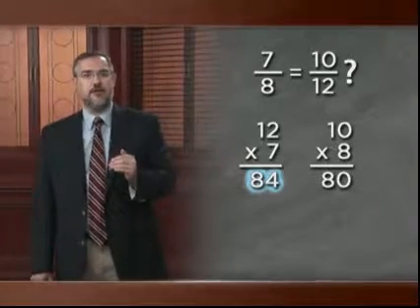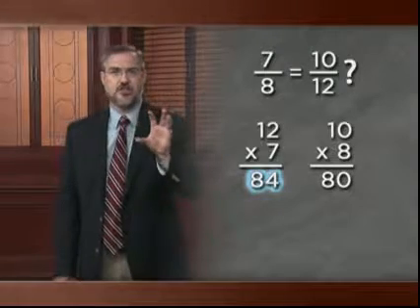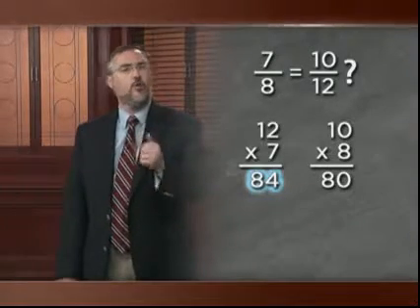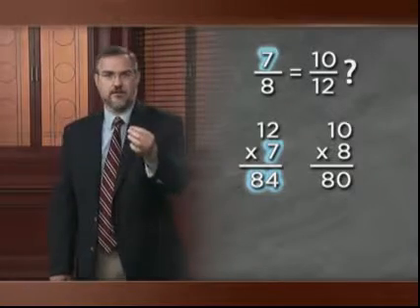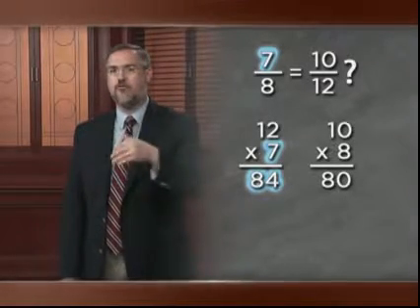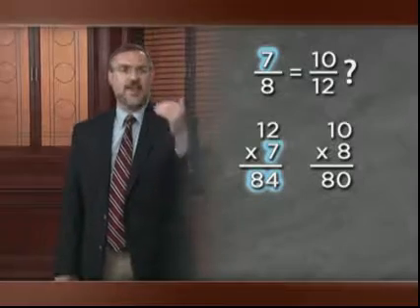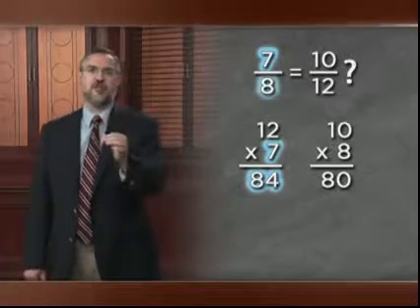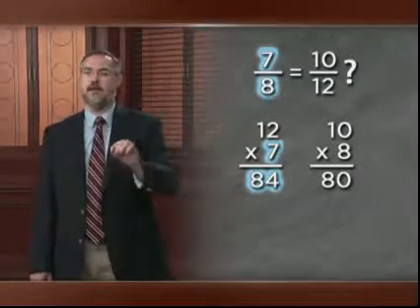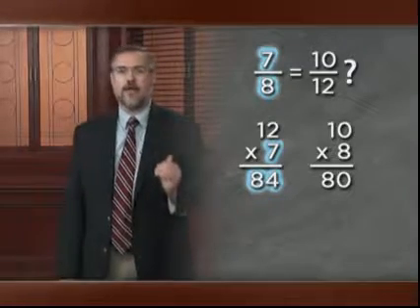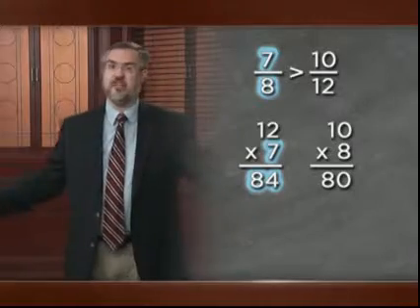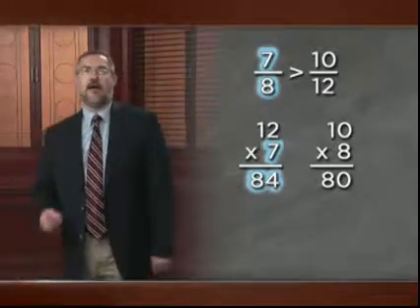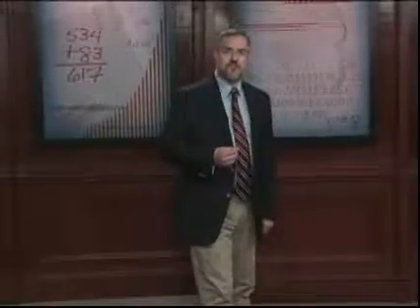And so that means I need to look at the 84, which is the 7 times the 12. Which one has the numerator there? Well, it's the 7. That's the part of 7 times 12 which includes a numerator. And that means that the fraction with 7 as a numerator is larger. And therefore, 7 over 8 is actually larger than 10 over 12. It's that simple.